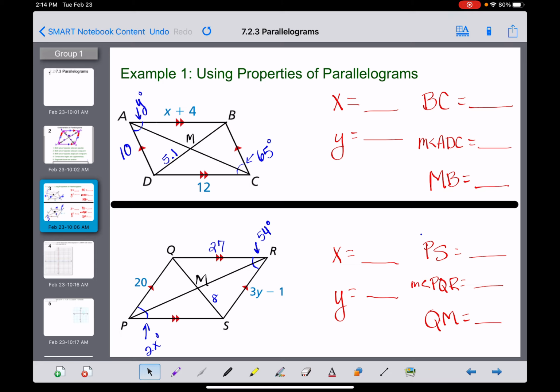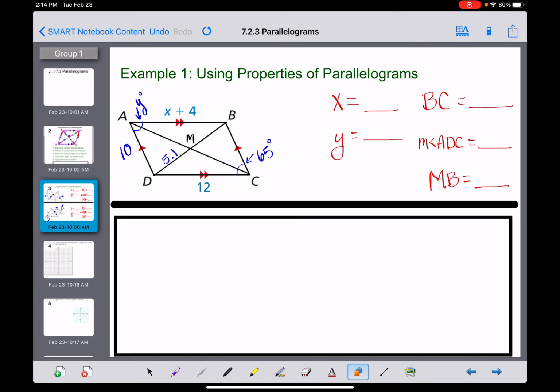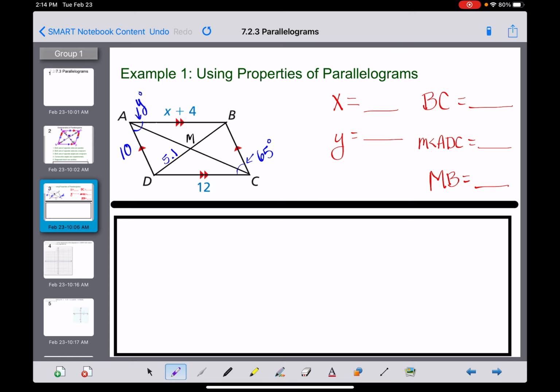So we're going to use that information to solve. We want to find the value of x. If I look, x and 12 do not have degrees by them, so that means they are representative of sides. We know in a parallelogram that opposite sides are congruent. Therefore, x plus 4 is equal to its opposite side of 12. I solve by subtracting 4 from each side, and x's value is 8.